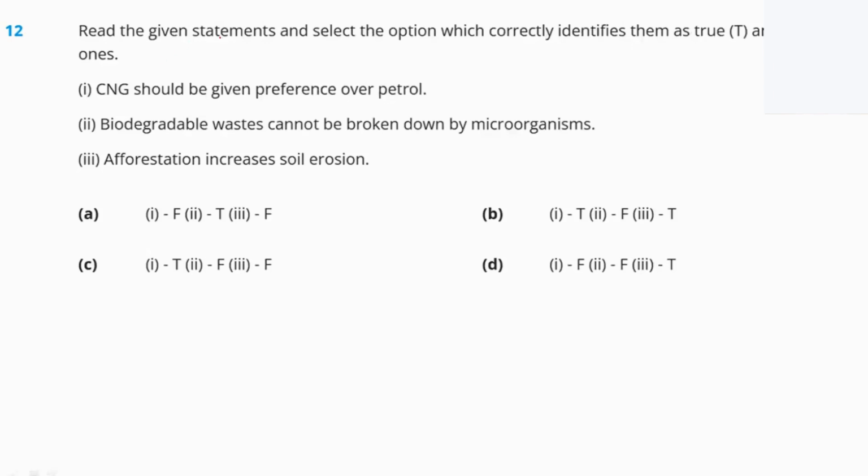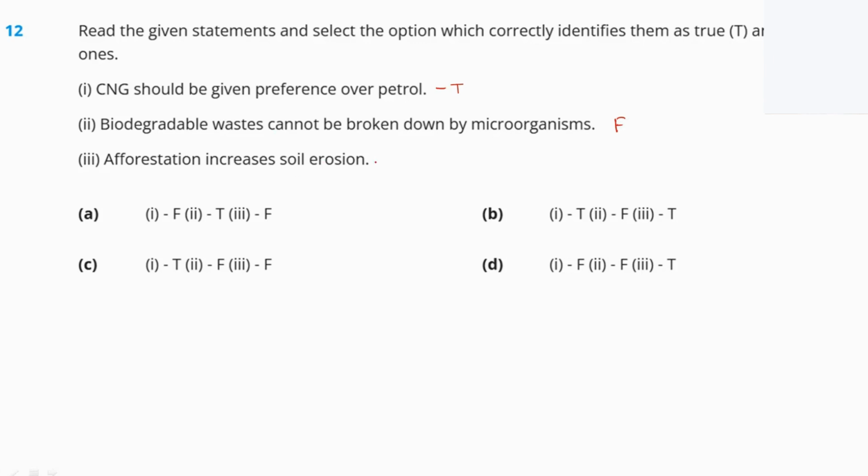Next, read the given statements and select the option which correctly identifies them as true and false ones. First is CNG should be given preference over petrol. Yes, it should be given because it is a natural, smokeless fuel, so it should be given more preference compared to petrol, which is true. Biodegradable waste cannot be broken down by microorganisms. This is false. Biodegradable waste can definitely be broken down by microorganisms.